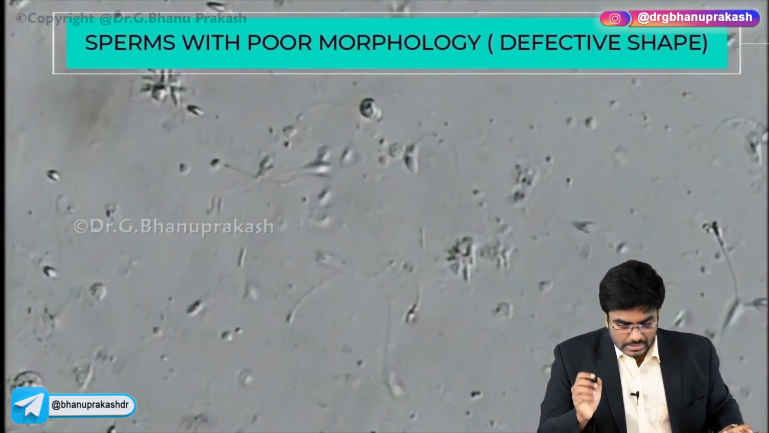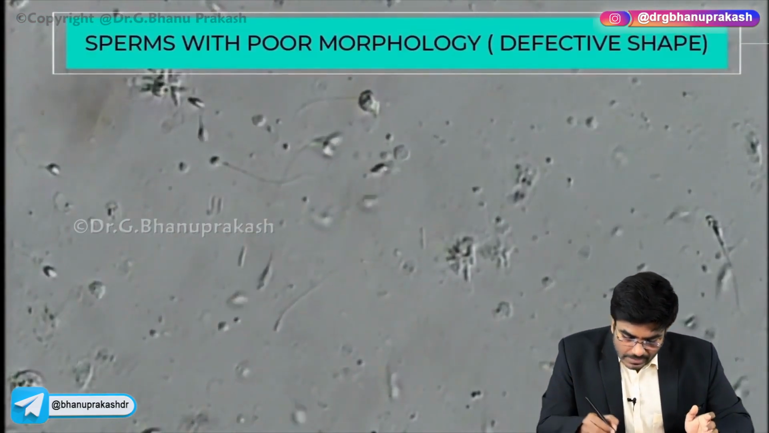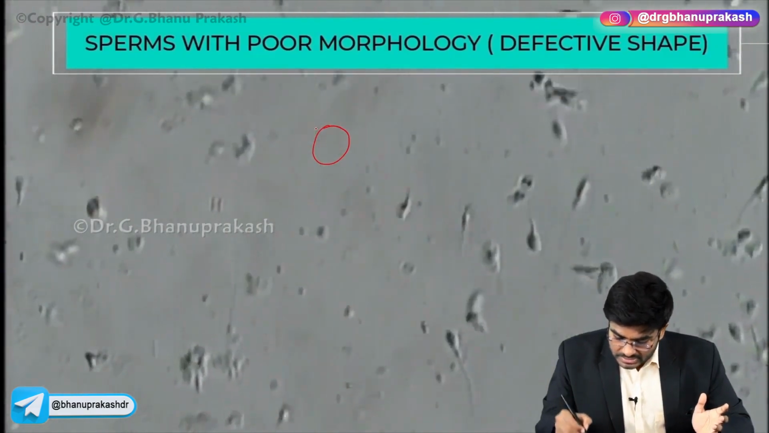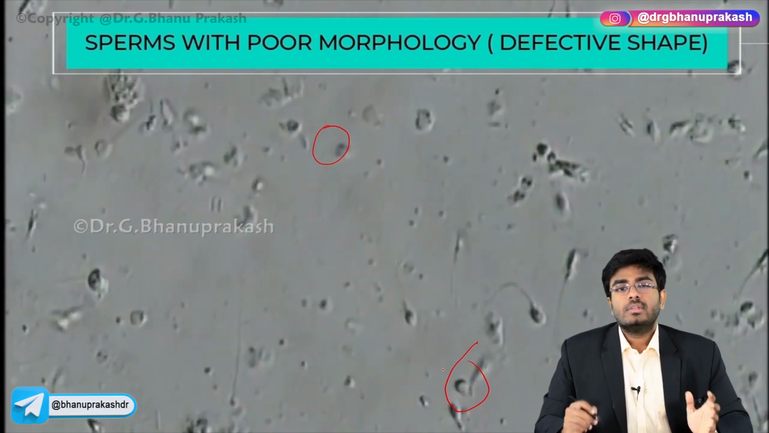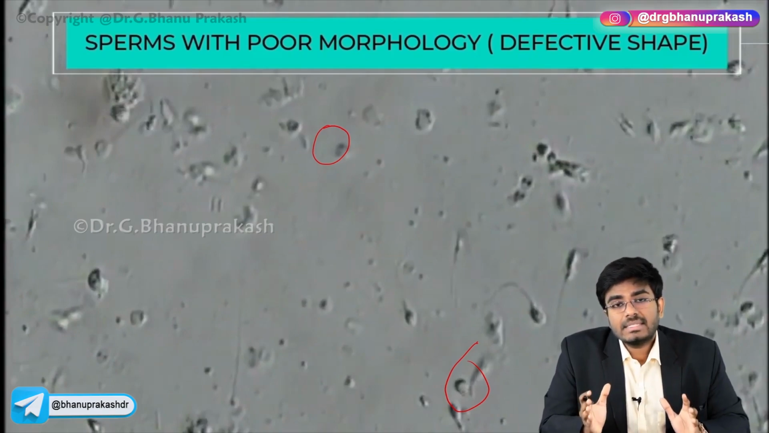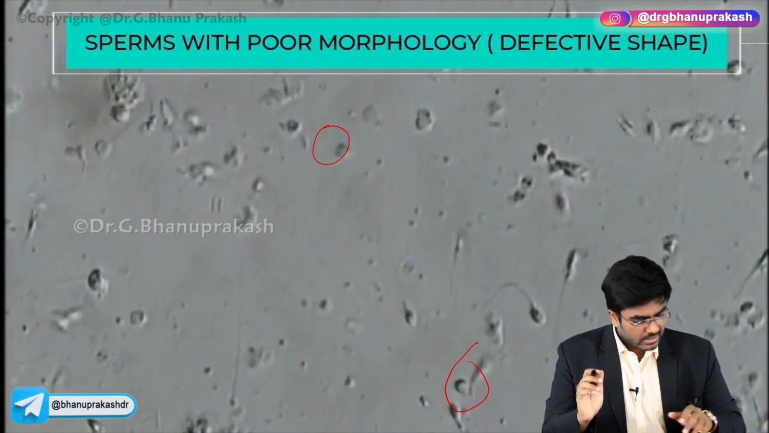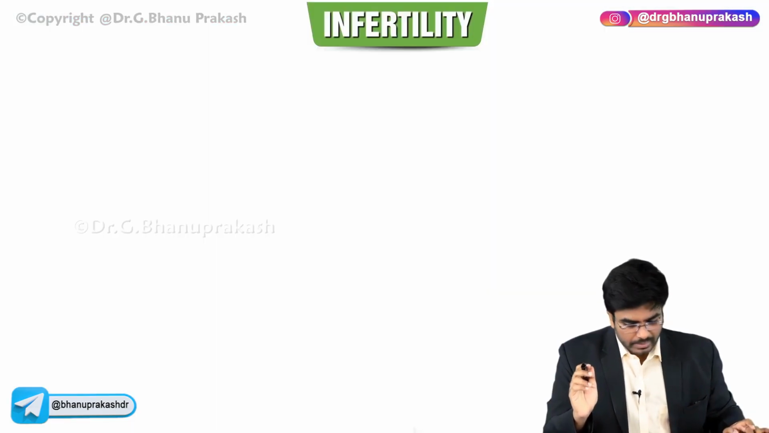Now after this, guys, here in this slide you can see, for example, here the sperm is having two heads, or you can see there is this globular sperm. So abnormal morphology means teratozoospermia. Okay, so these are some important points need to be kept in mind.